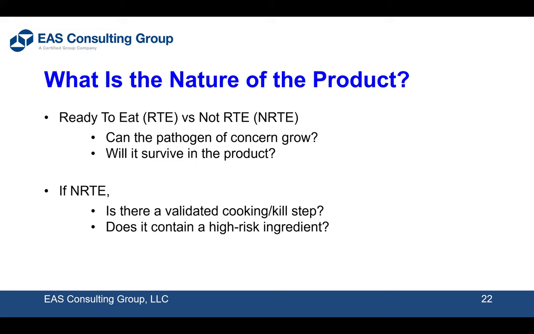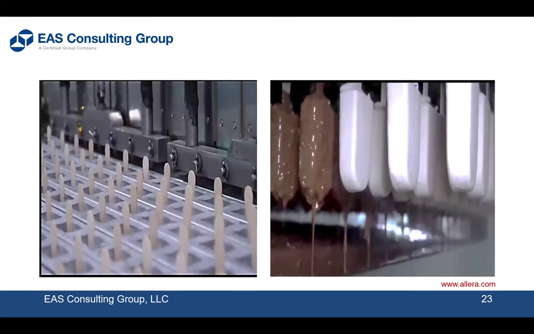The question for not ready to eat is, do you have a validated cook step? And if there is a high-risk ingredient, what is the level of contamination in that high-risk ingredient? Not only ingredient. In this next slide, I'm showing an example of a frozen bar, a specialty bar. Look at the handle. What is your specification for the handle, the popsicle stick? How do you maintain it? How do you clean it? Now, in any equipment, this is in a cold environment, so most likely it will be more on Listeria, but there are other post-lethality added ingredients like chocolate that could potentially harbor Salmonella.